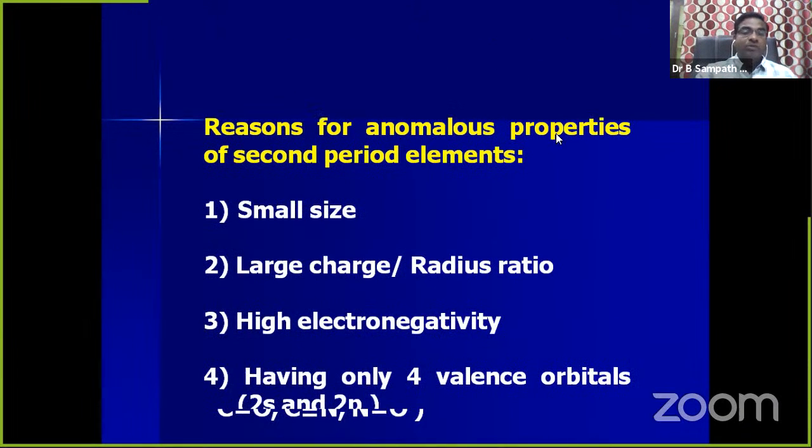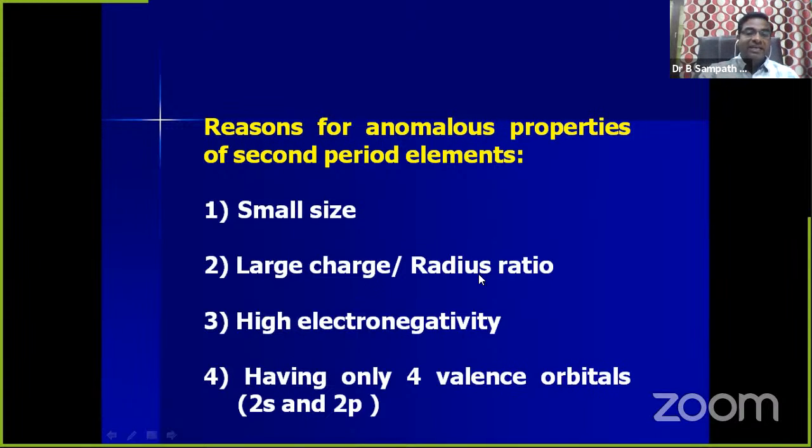Here are the reasons for anomalous properties of second period elements. What are the reasons? One is small size, because top to bottom size increases. These are the second period elements, the top elements. That's why these are having small sizes. Because of small size, they are having some different properties than the others.